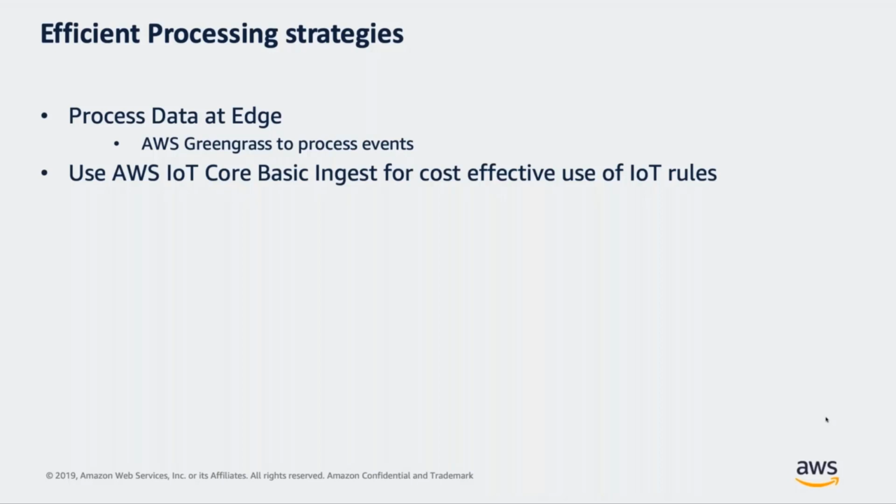So if your objective is to just ingest a large amount of data efficiently, then you can use IoT Basic Ingest, and that can save you a lot of money if your needs are a simple ingest of a large amount of data. And in order to do that, you have to use special topics starting with the $AWS prefix. And you can send this data to AWS IoT Basic Ingest and save on the messaging costs.